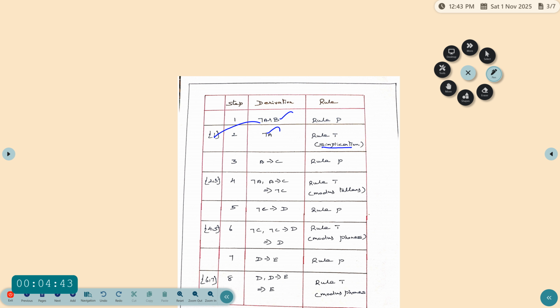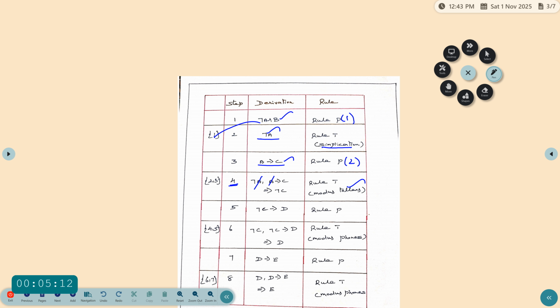Next, introduce the second premise. This is the second premise, and the earlier one is the first premise. What is the second premise here? A implies C. Next, the fourth step is derived from 2 and 3. What is 2? Negation A. And 3 is A implies C. A should be cancelled. What is remaining here? Negation C. This rule is called modus tollens.